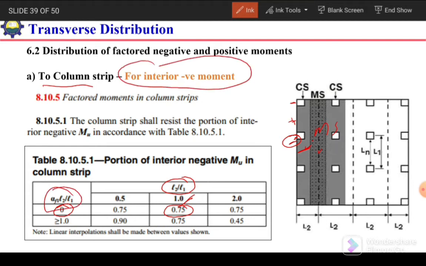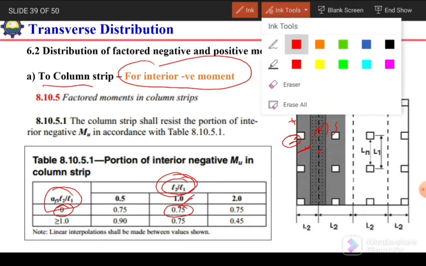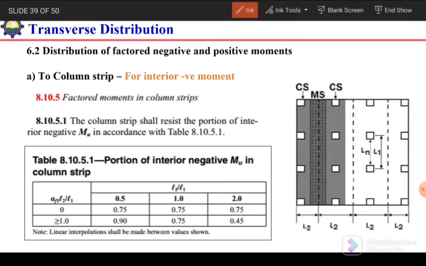So based on these two factors, we will consider the coefficient from this table, and then we can calculate the bending moments for the column and middle strip. Okay, from here we can see we have only values 0, 0.5, 1 and 2. So for in-between values we can interpolate the value.